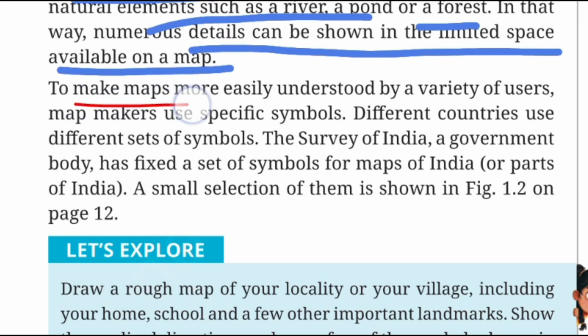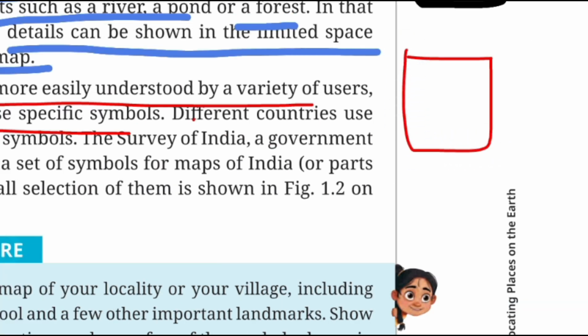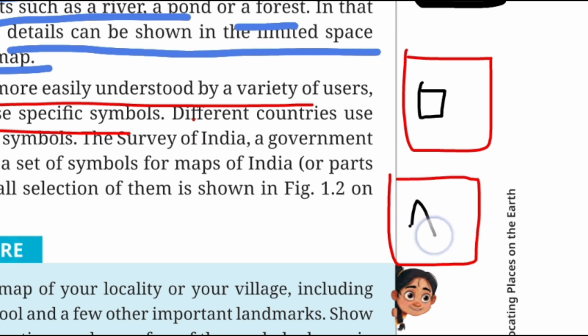So that is the purpose of using a symbol. To make a map more easily understood by a variety of users, mapmakers use specific symbols. For example, you are making a map and you use a rectangle symbol for a building. Then another person draws the same area map, but that person uses a triangle for the building. Then there will be confusion, isn't it? Both of them are drawing the same area, but the symbols are different.